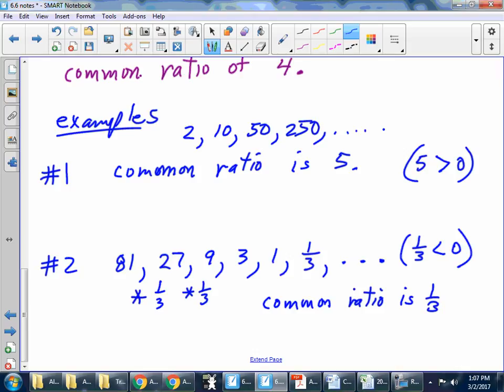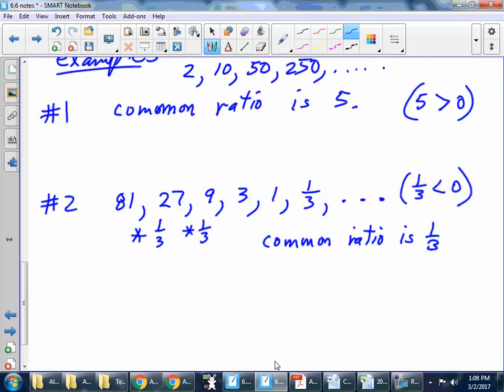Now, notice that 1/3 is less than 1. And notice what happens to this sequence versus 5, which is greater than 1. Notice what happens to this sequence. You are so right. So that's what's going to happen, and they're going to ask you about that in today's homework.